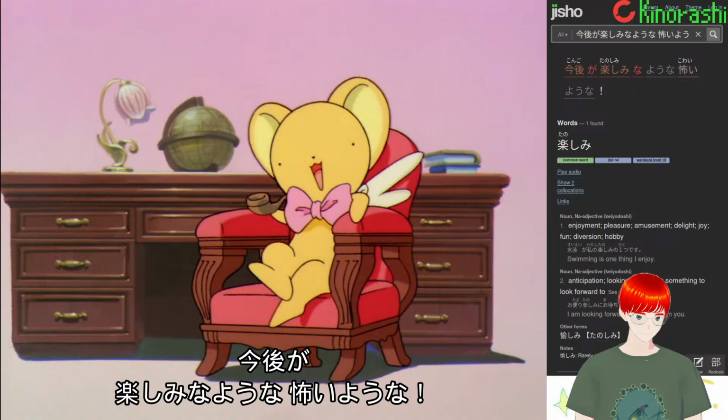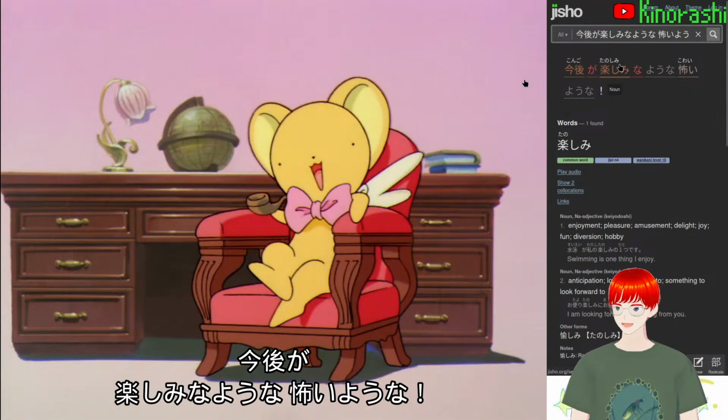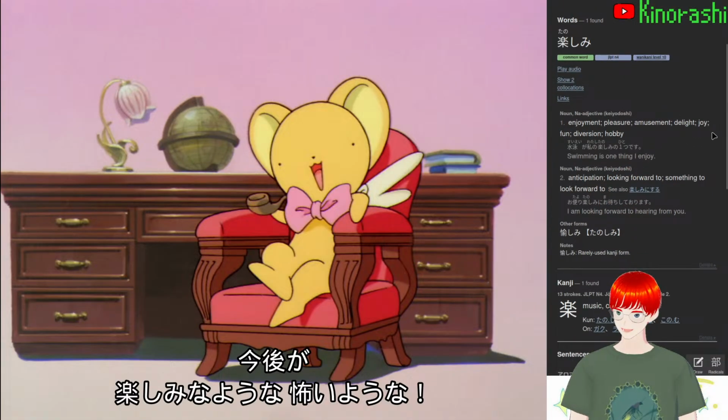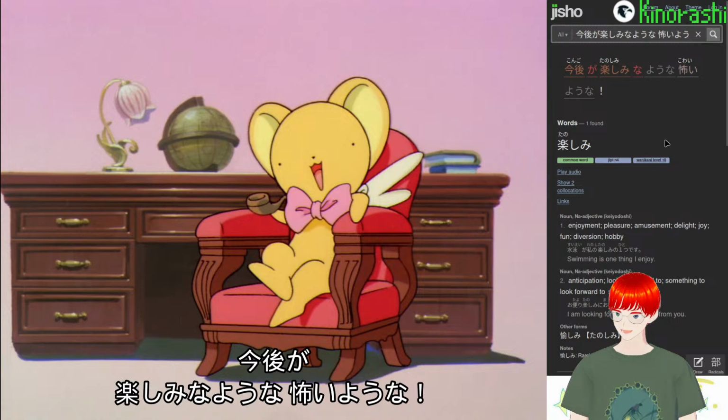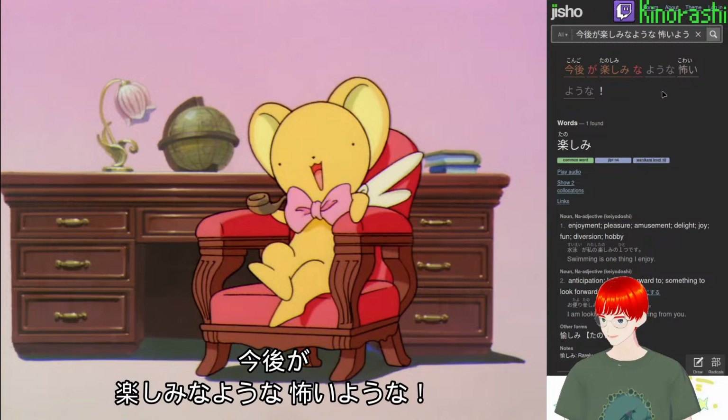So, 今後が楽しみなような怖いような. Enjoyment, delight, excite. Let's see. 楽しみ also means to look forward to something.